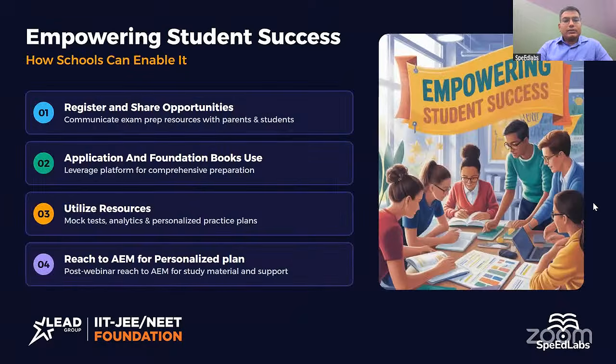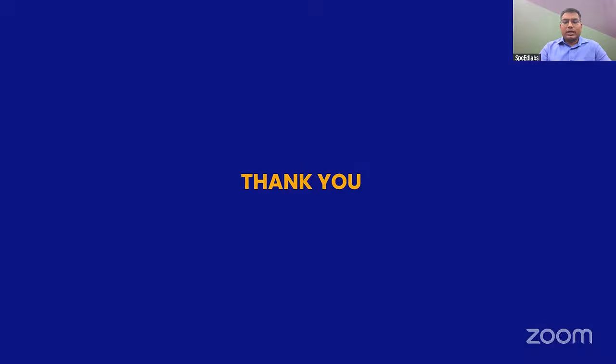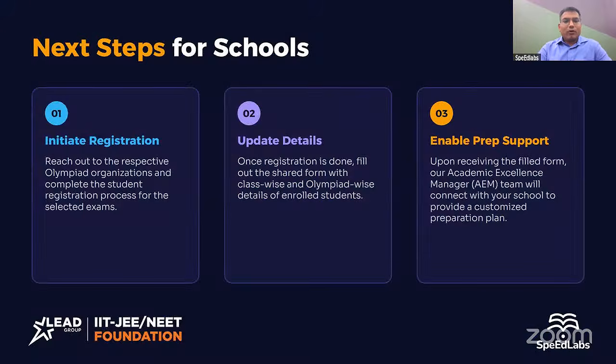Register yourself. As we discussed, we already have the application. You can use the application properly. You are using it already. And if you have a doubt, you can reach out to our AEM teams also. And the next step is you have to start reaching out to the respective Olympiad organizations. They will help you and enroll yourself. Okay. So this is overall regarding the Olympiads.